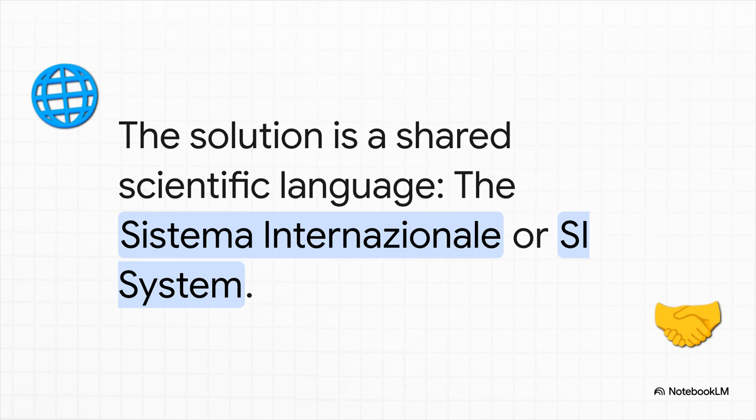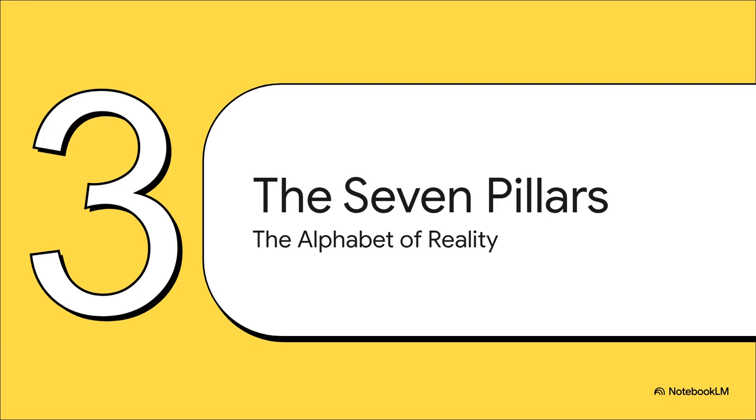This is it. This is the official language of science. It guarantees that a meter measured in a lab in Rome is the exact same length as a meter measured in Tokyo or even on the International Space Station. It's truly universal. Now, I know what you're thinking. Oh, great. I have to learn a whole new language.